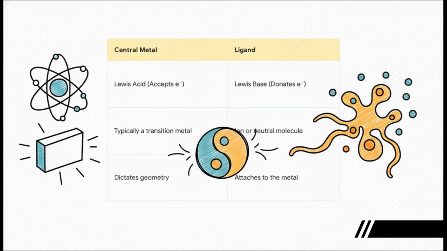And this, right here, this is the core dynamic. It's like a perfect yin and yang. The metal is the Lewis acid. It accepts electrons. The ligand is the Lewis base. It donates them. The metal dictates the shape. The ligands attach to it. Master this simple relationship, and you've mastered the foundation of this whole chapter.